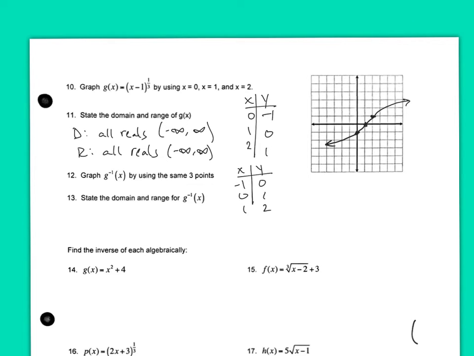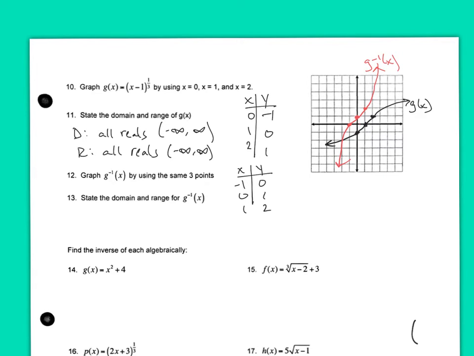You don't have to do anything to it. You don't have to do any algebra. Just switch the points. So now they're asking us to graph this. So we have negative 1, 0, 0, 1, and 1, 2. So this graph is going to go like this. Probably graphed it a little bit too extreme, but this is the inverse, and this is the function.